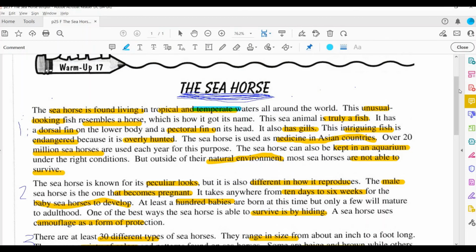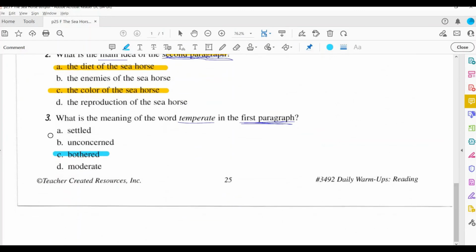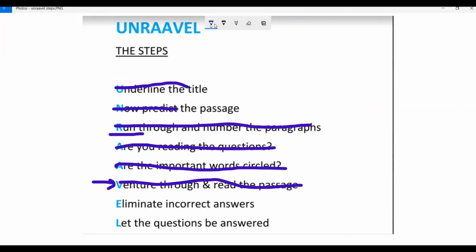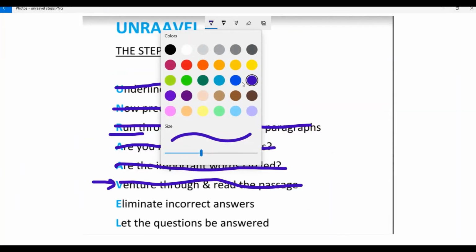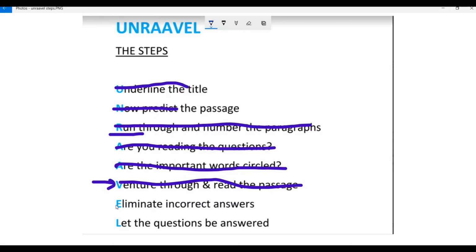So then if we were to go by that, then we know that we can take, would you take unconcerned out? So that gives us settled and moderate left over. So now let's go back to our Unravel paper. We've eliminated those incorrect answers. We got those out the way.